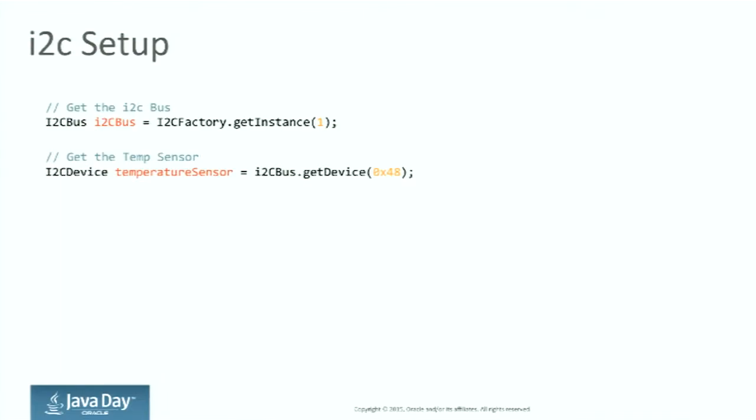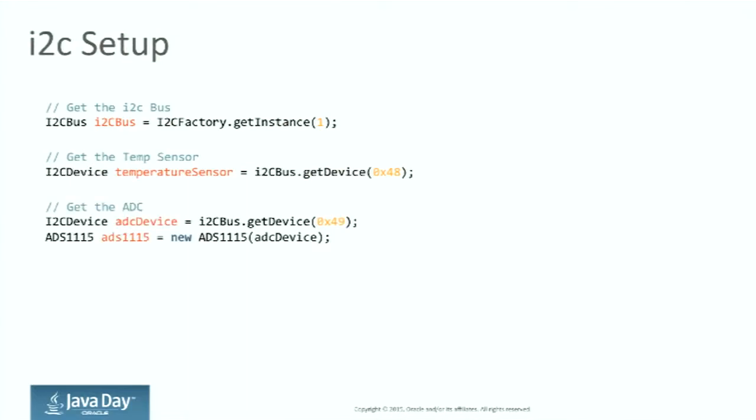The second thing is we're going to get a Java object that represents the actual device on that bus. So as I said, you can have multiple devices connected. And so in this case, it's going to be our temperature sensor. And the 48 in hex is the address of that device on the bus. And usually most devices have some way you can set that address so that you can have more than one of the same device.